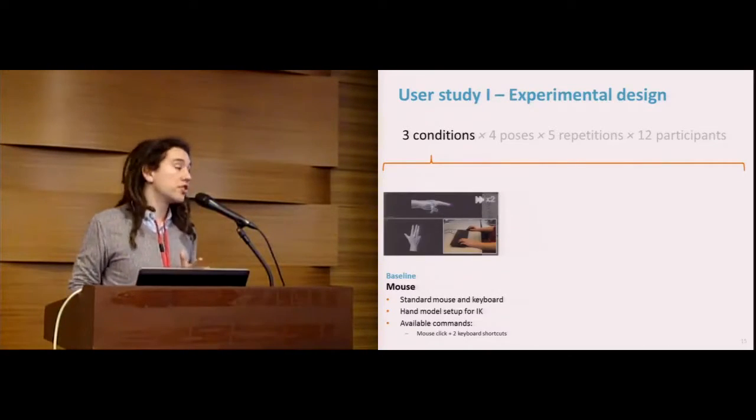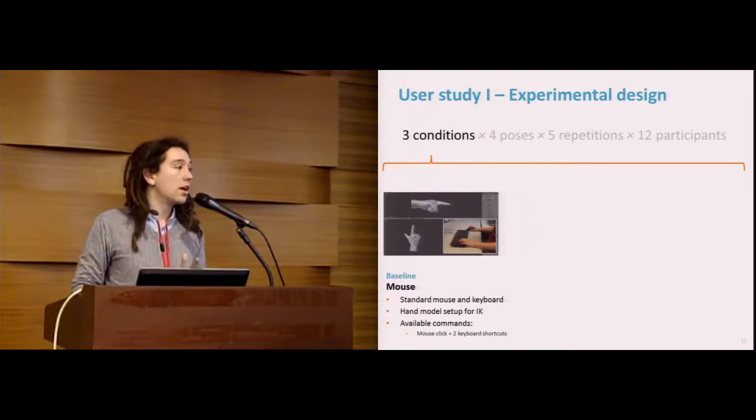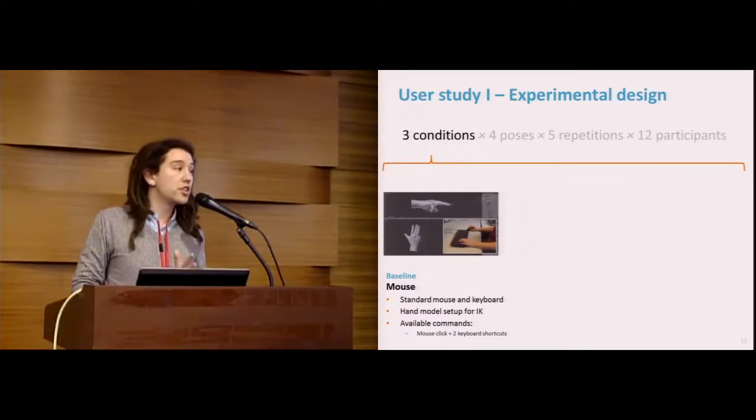And we had 3 different conditions. The first one corresponds to the traditional way of doing computer animation. So users had a keyboard and a computer mouse, and they had to control the hand by using an inverse kinematic setup hand. So this means they only chose the hand position of each fingertip and the global position and orientation of the hand with the mouse.